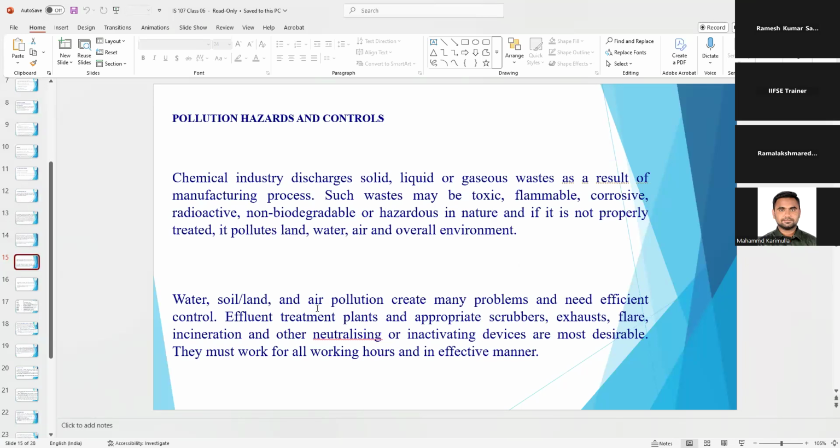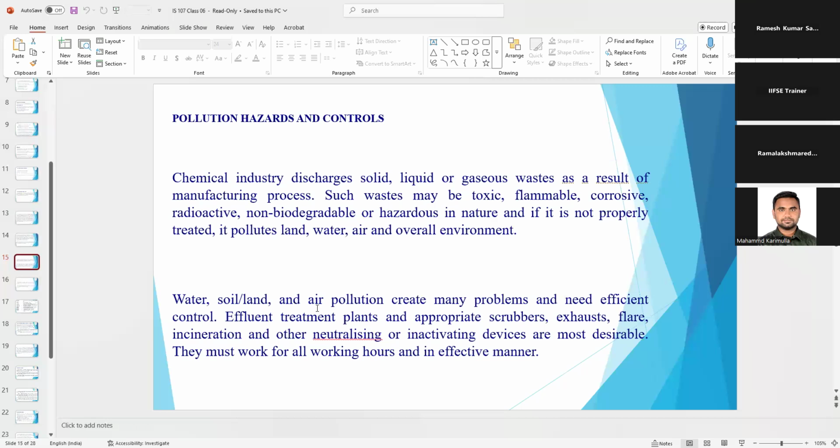Water, soil, land, and air pollution create many problems and need efficient control, efficient treatment plants, and appropriate scrubbers, exhaust, flare, incineration, and other neutralizing or inactivating devices are most desirable, and they must work for all working hours in an effective manner. Many problems in the sense, if there are heavy metals, you will get various diseases.